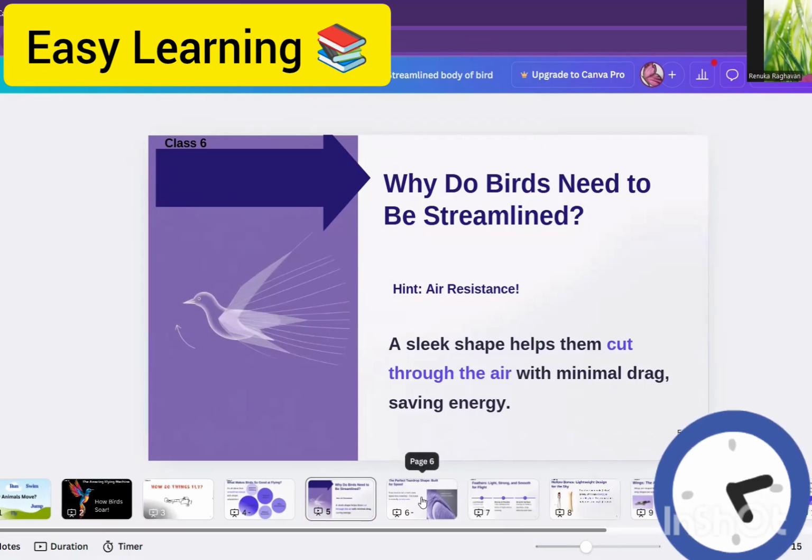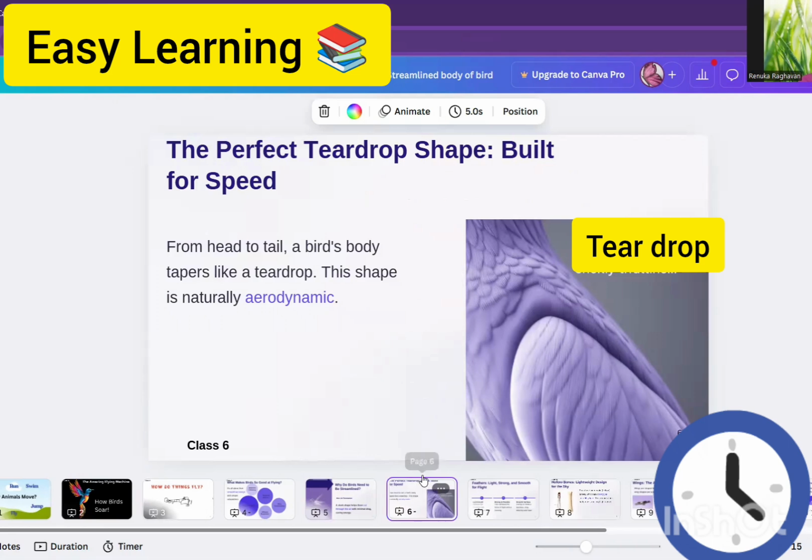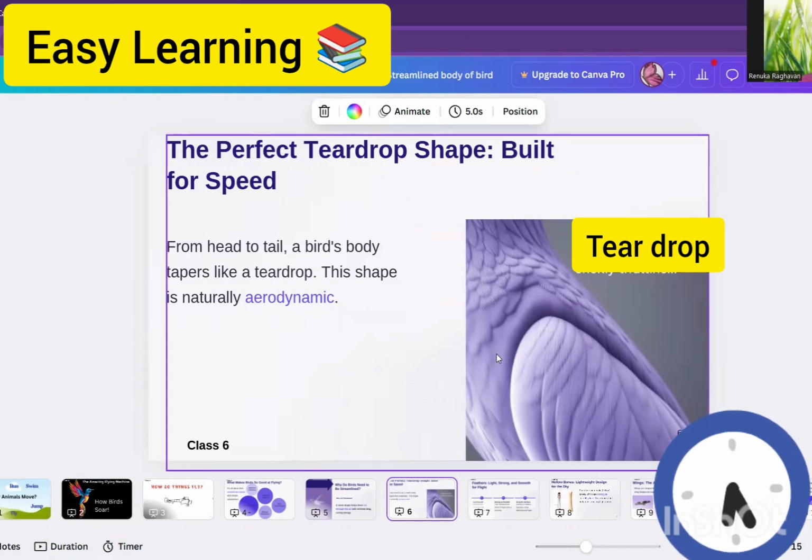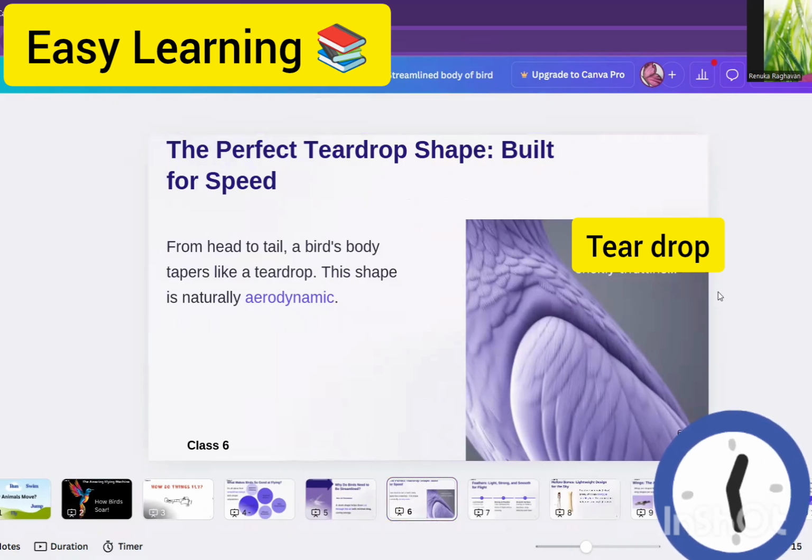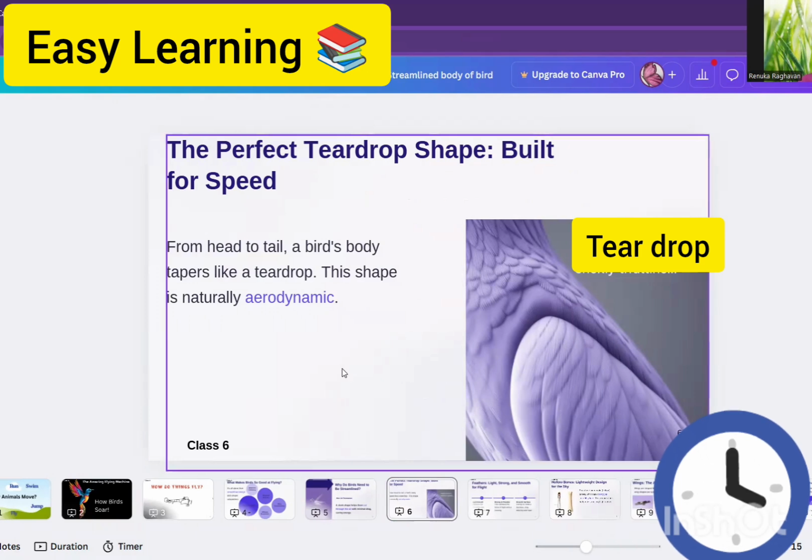Okay, now look at the next slide. The birds have the teardrop body structure that makes them fly with a greater speed. That's why this teardrop will be in this position. So this will make the birds have a greater speed. That is aerodynamic. They can cover long distances.